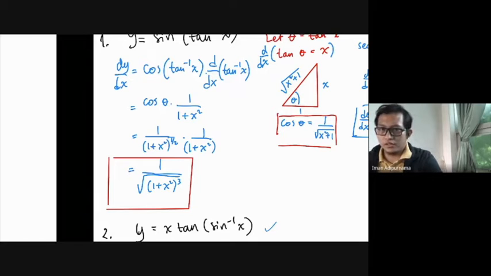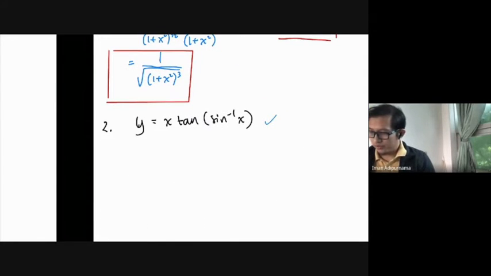Okay, any questions first? Okay, then let's move on to number 2. Number 2 is actually a product rule. The first function is f on the x, and the second function is g.